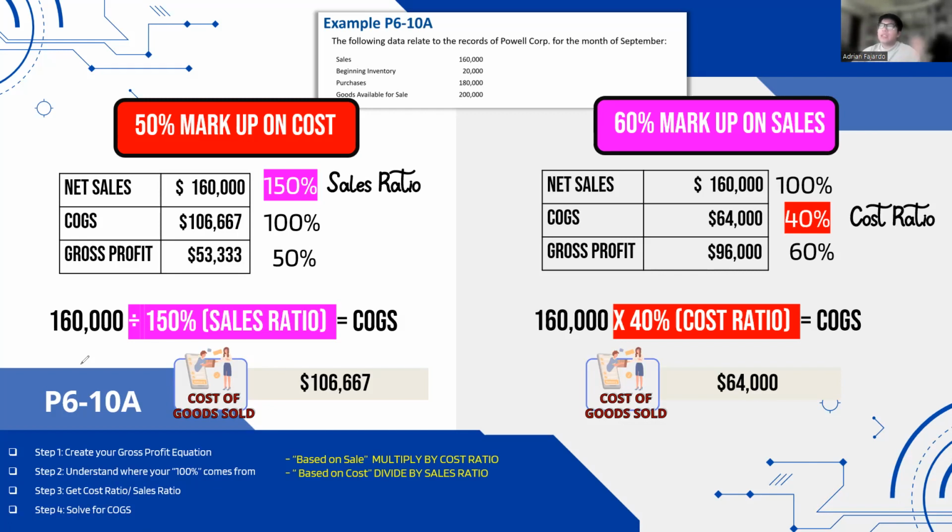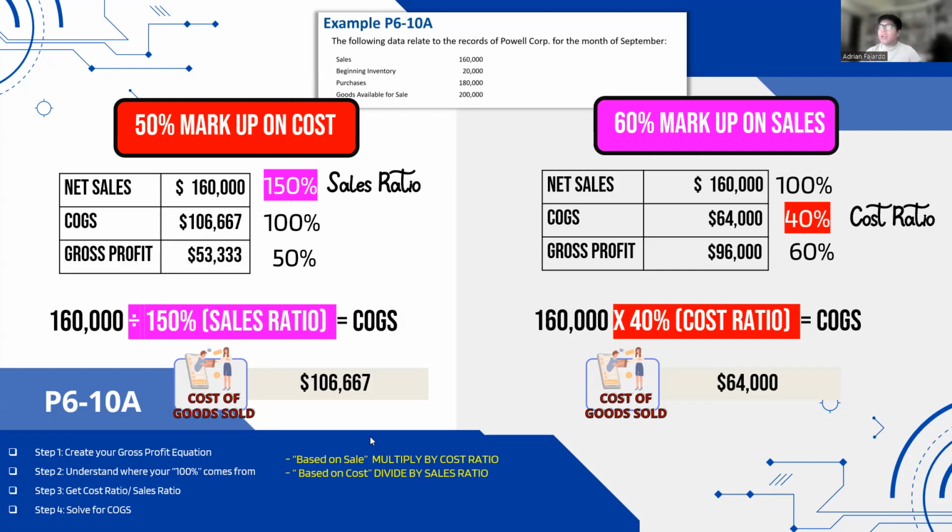And basically, net sales divided by sales ratio is equal to COGS, or net sales times cost ratio is equal to COGS. Magkaiba lang siya ng definition. So please be careful and do the other exercise so that you'll have more appreciation for this. So, in essence, pag based on sale, you multiply by cost ratio. Pag based on cost, divide by sales ratio.